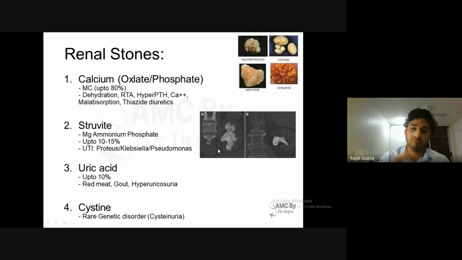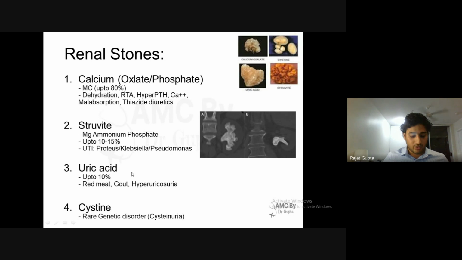So it's associated with infections. It is 10 to 15% of the cases: UTI with Proteus, Klebsiella, Pseudomonas, all gram-negative bacteria. Next is uric acid. Uric acid stones are also not so common, up to 10% of cases. The people who are eating red meat, gout, and hyperuricosuria are there.